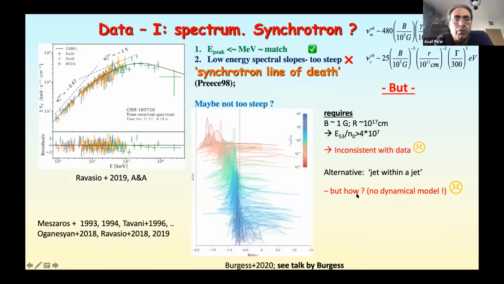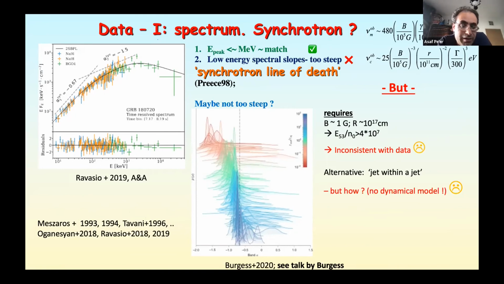So what does the data tell us? When we look at the spectrum, the initial suspect was synchrotron, and indeed in the 1990s this was the leading radiative mechanism, Mészáros et al., Tavani et al. The two key features are the location of the peak energy, the sub-MeV peak, which matches what we're observing. But then there is the low energy spectral slope, which seems to be too steep, and that caused, by the end of the 90s, pretty much to abandon this idea based on what's called the synchrotron line of death.